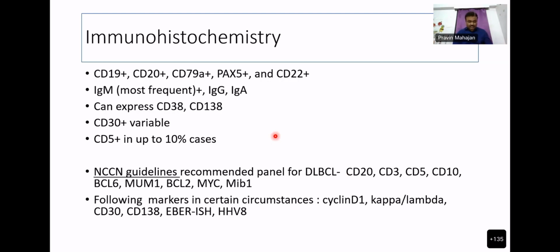In such cases, you might have to go ahead and do cyclin D1 or SOX11 to prove that it is not something like a blastoid or a pleomorphic mantle cell lymphoma. So the panel which is recommended by NCCN to make any diagnosis of DLBCL is CD20, CD3, CD5, CD10, BCL6, MUM1, BCL2, MYC, and Ki-67.